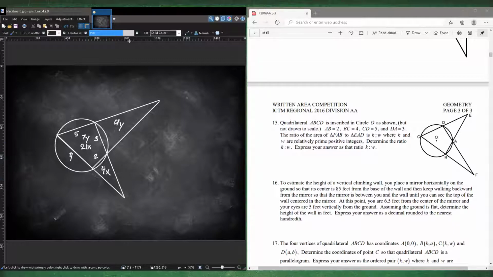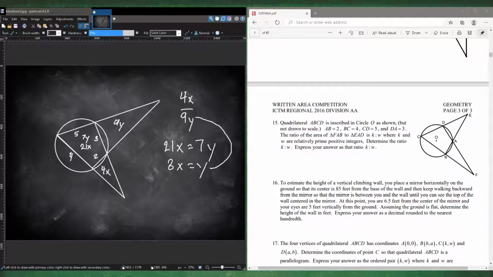So the ratio between those two triangles is 4x divided by 9y. But how do I know the relationship between x and y? Well, I know that this quadrilateral is 21x, but I also know this is 7y. So that gives us that 3x is equal to y.